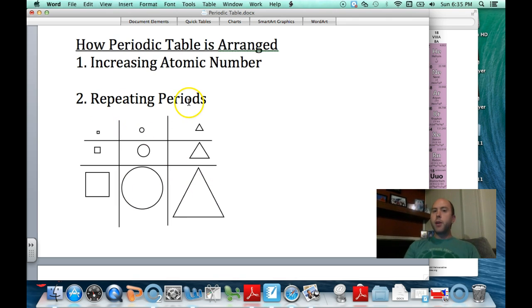The repeating periods. Notice the pattern. Square, circle, triangle. Then I start a new period. Square, circle, triangle. Then I'll start a new period. Square, circle, triangle. And if I was to start another period, you know what the shapes would be and what order they would be in. It's pretty obvious because the periods repeat.